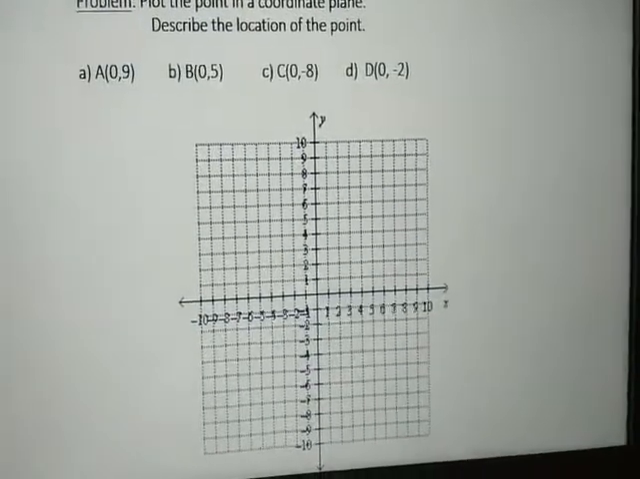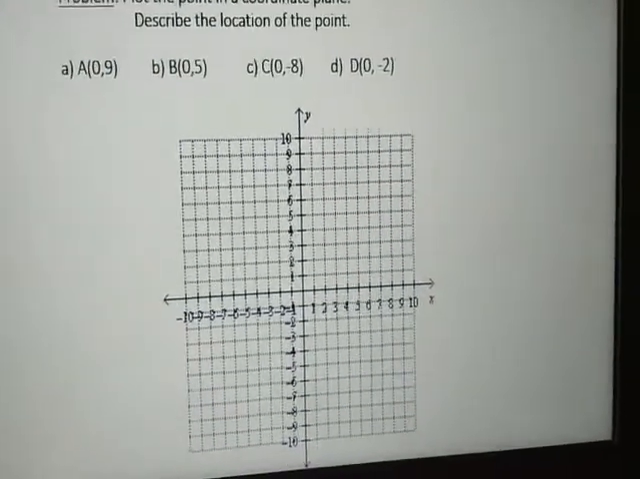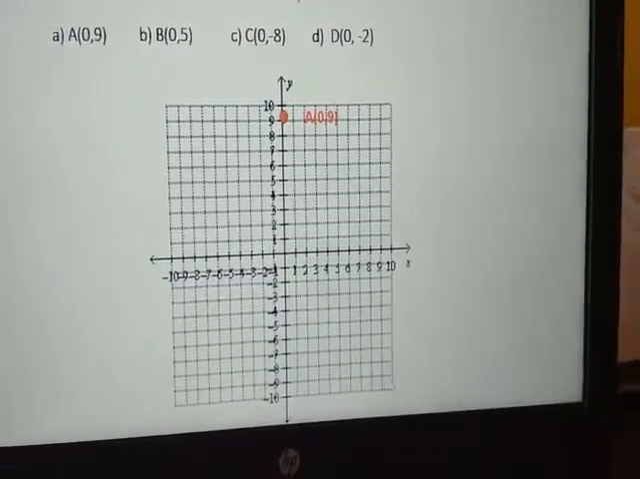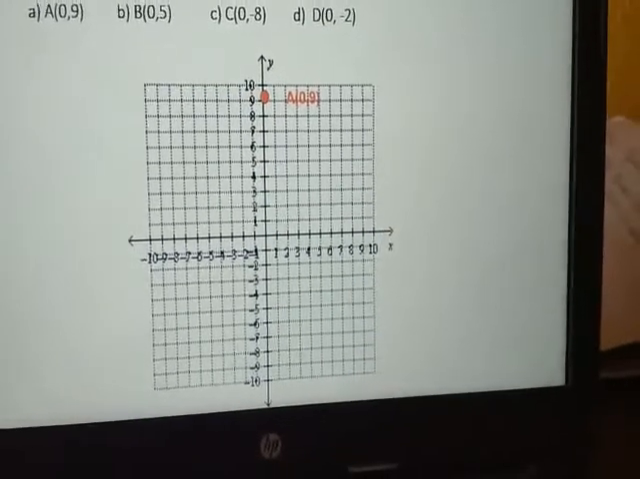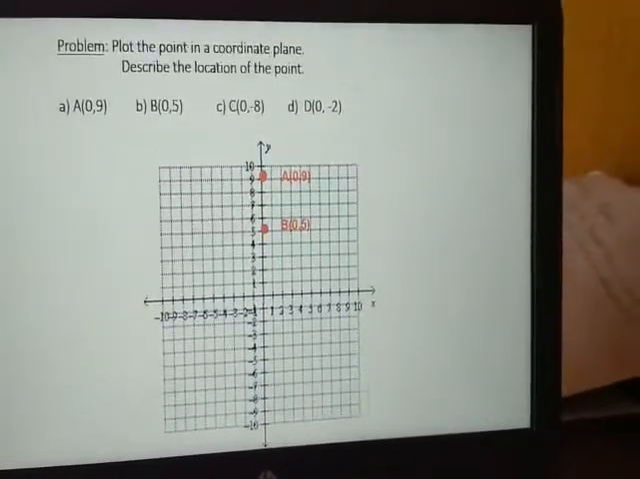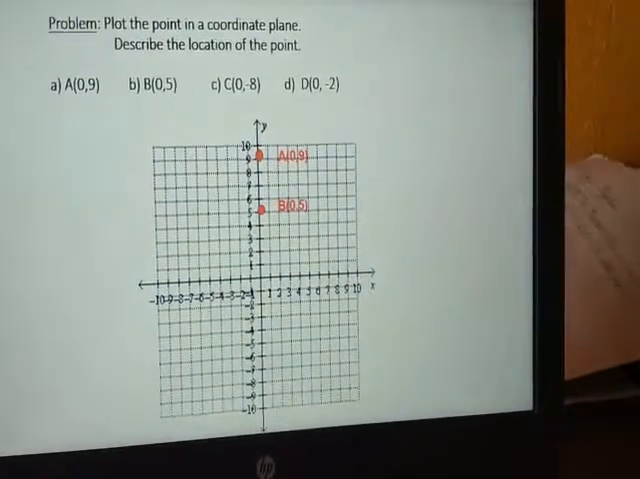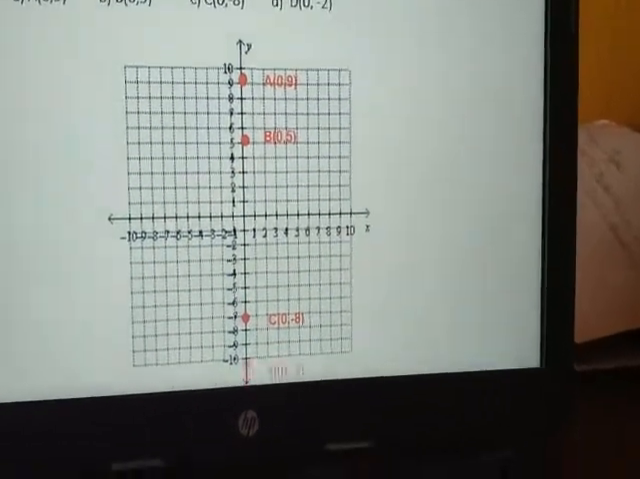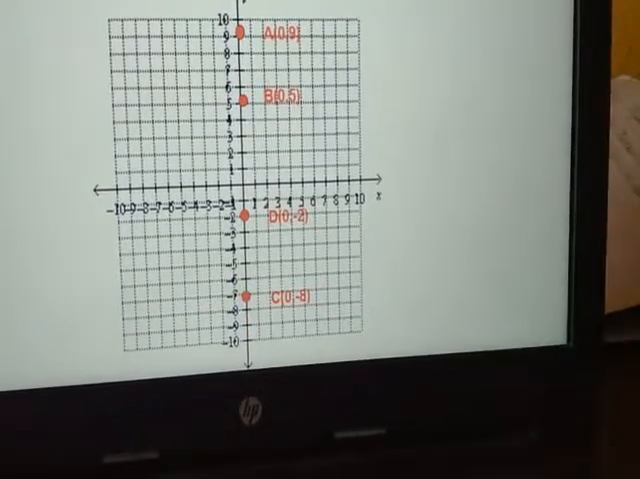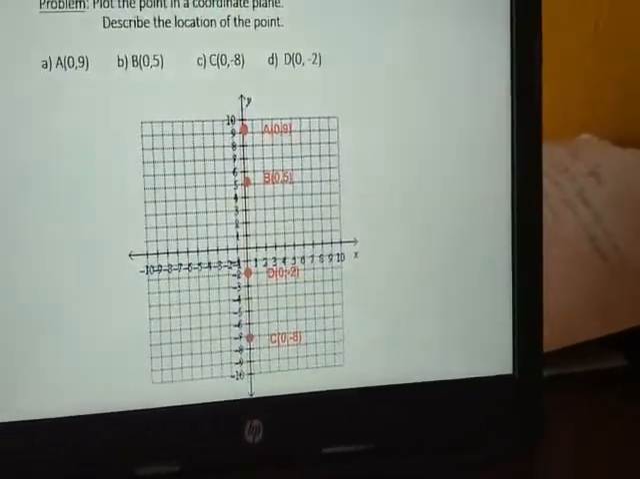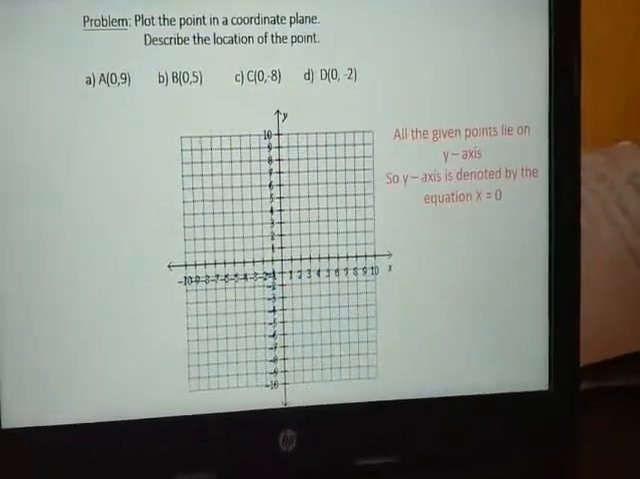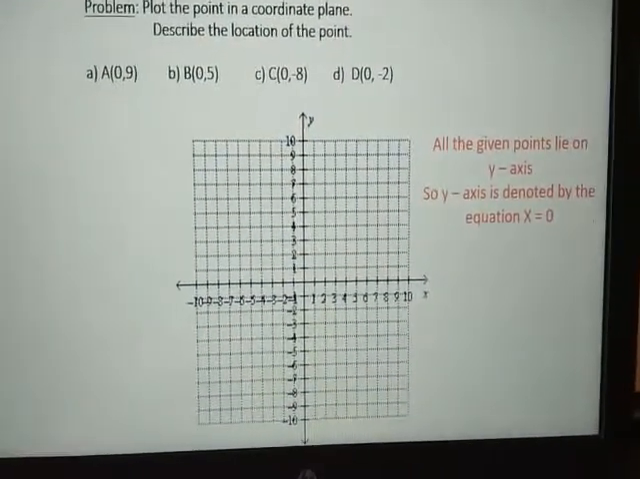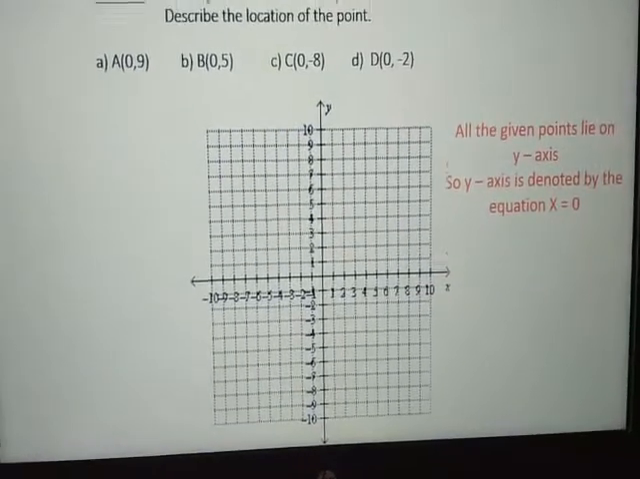If we plot these points on the graph, then (0, 9) comes on the y-axis, the next (0, 5) is also on the y-axis, and point C is also on the y-axis, and point D is also on the y-axis. See here, if we observe, all the points lie on the y-axis. All the given points lie on the y-axis. So the y-axis is denoted by the equation x = 0.